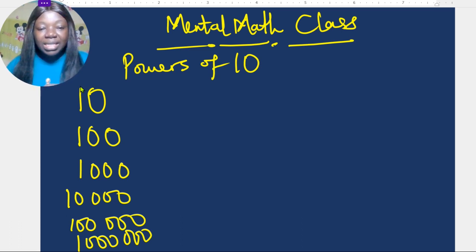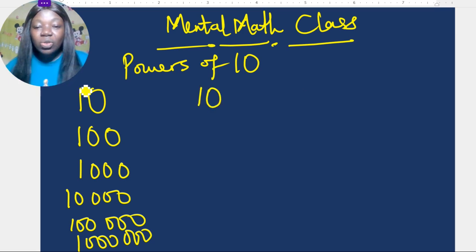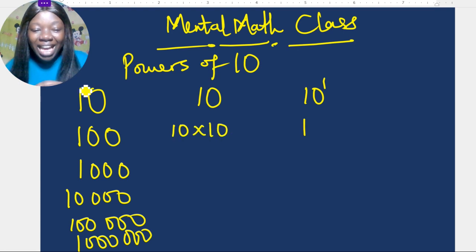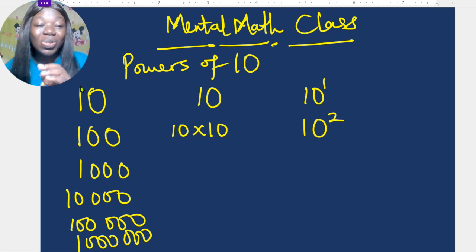Now, what is 10? 10 is just the same thing as saying 10, and it also means 10 raised to power 1. Now the next one is 100. 100 means 10 raised to power 2, because it has 2 zeros. 10 has only 1 zero. 100 has 2 zeros. So 100 is 10 raised to power 2.